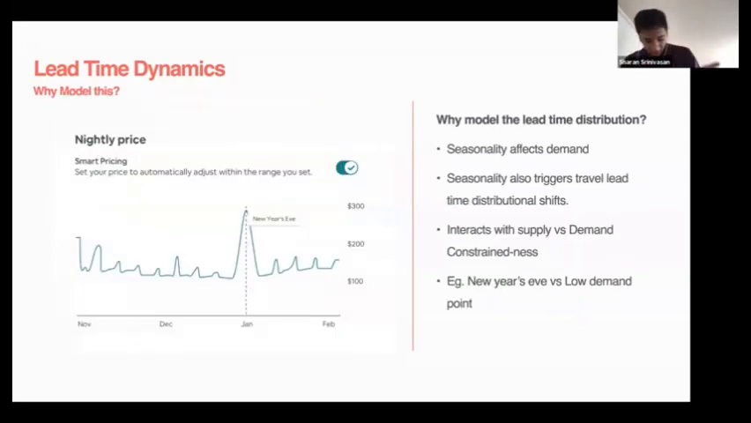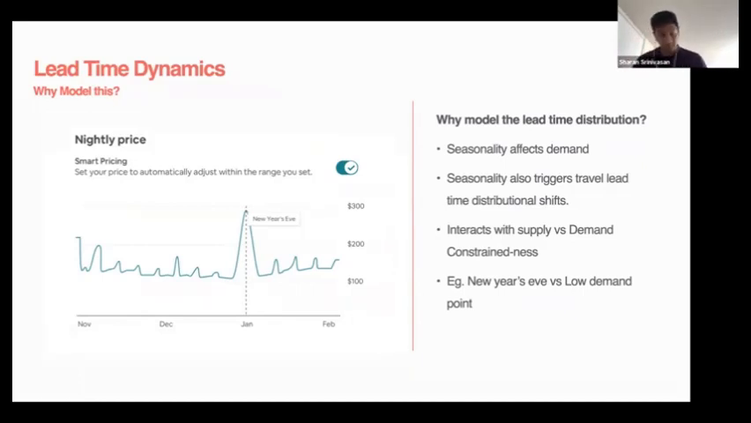So the logical question that anyone would think of is, why model lead time? Like, what's there in lead time? How is it connected to pricing? So the plot on the left here shows how demand would look at different times of the year. As you can imagine, there are some weekly patterns there. And then on New Year's Eve, we see a spike because everyone would like to take a trip for New Year's Eve. And then it sort of goes back to normal. And there's also some seasonality over the summer, which I haven't really shown here.